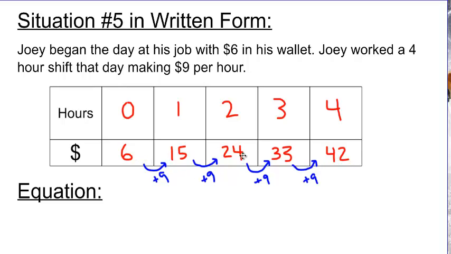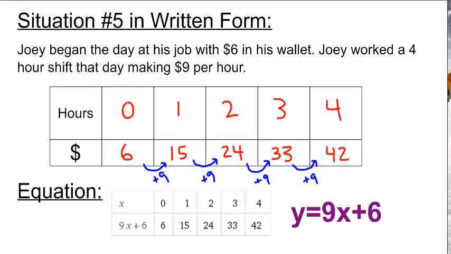Now that we see our progression, we know that this is going to be y equals 9x, and we need to look and say, okay, if we multiply 0 by 9, we get 0. How do we get to 6? We have to add. So when we compare that with our solution, we get 9x plus 6. 9 times 0 plus 6 gives us 6, and it will work for every set of coordinates in our table from then on out. You can again see that we get y equals 9x plus 6.